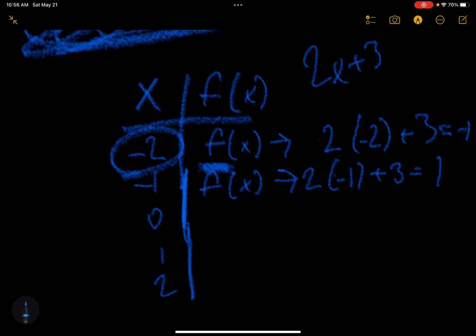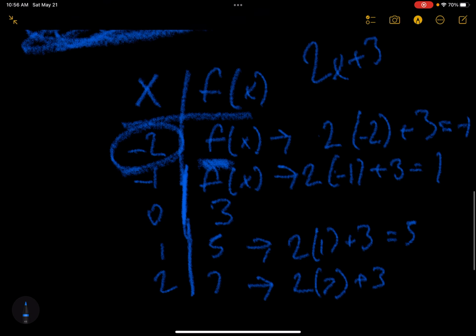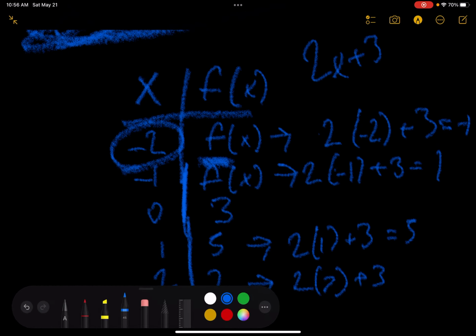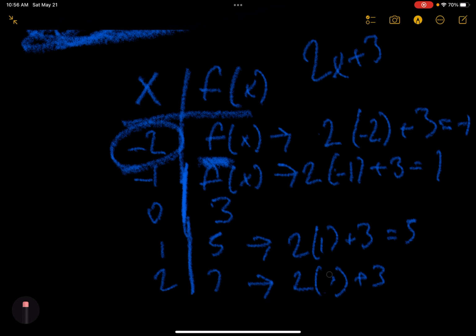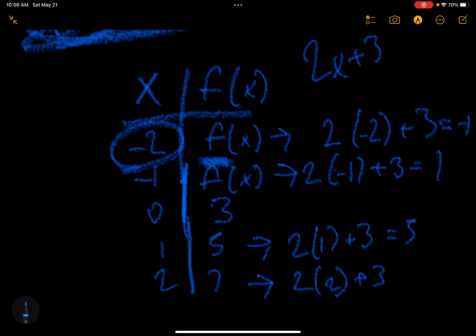For 0, if we multiply 0, we'll automatically get 0, so it's just 3. For 5, we can simply do 2 times 1 plus 3, which equals 5. For 7, we can do 2 times 2 plus 3, which then equals 7, right?